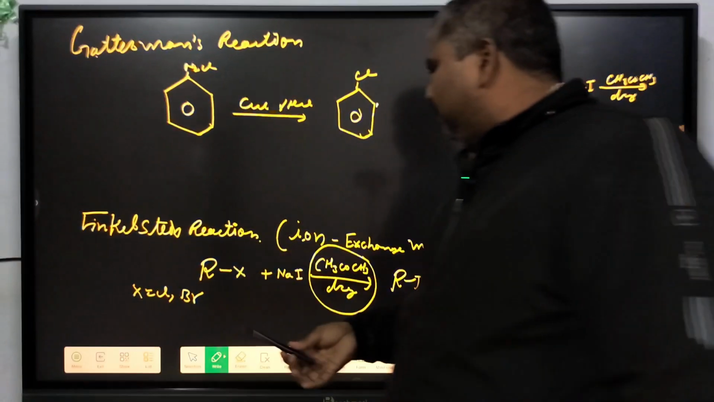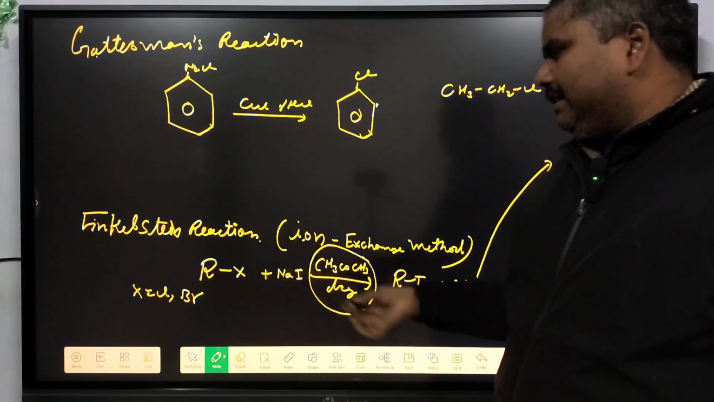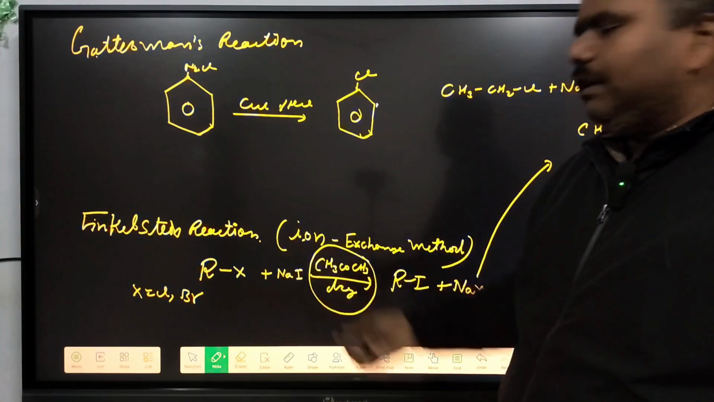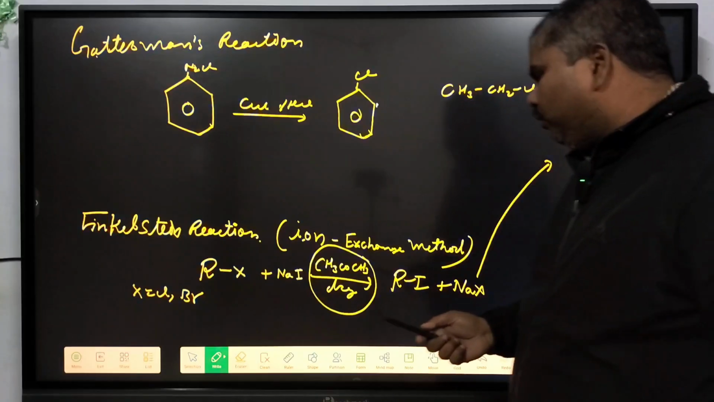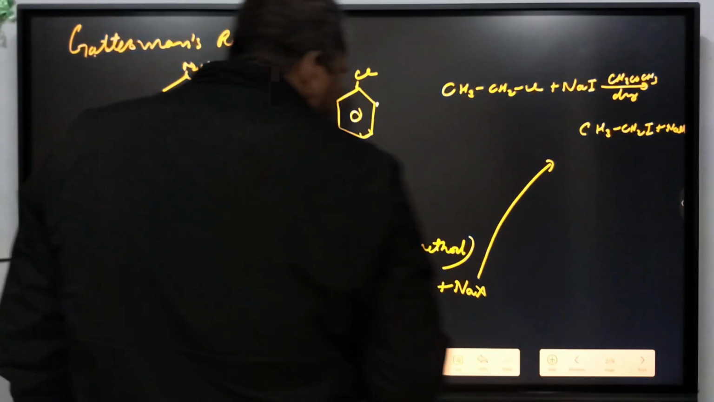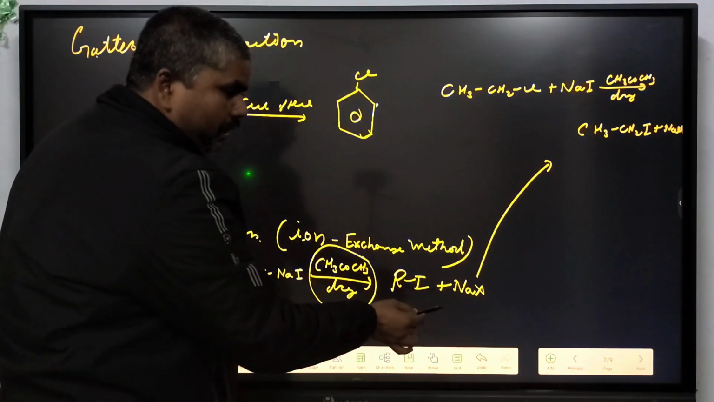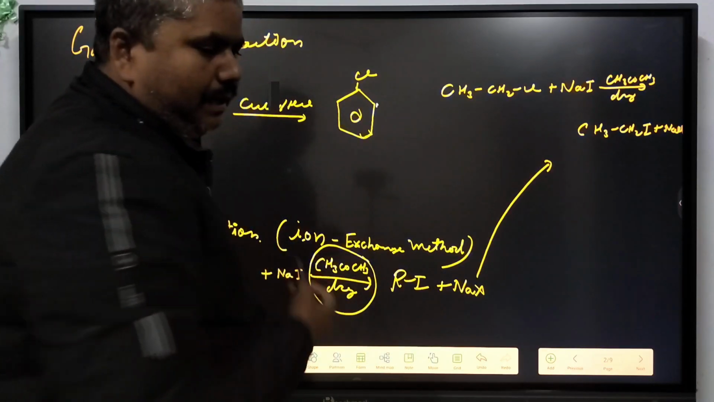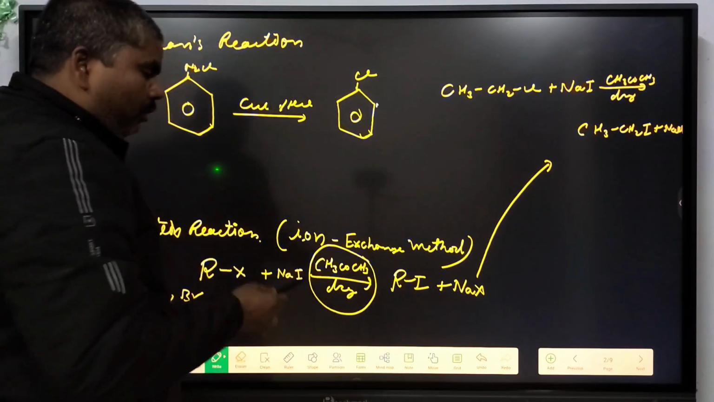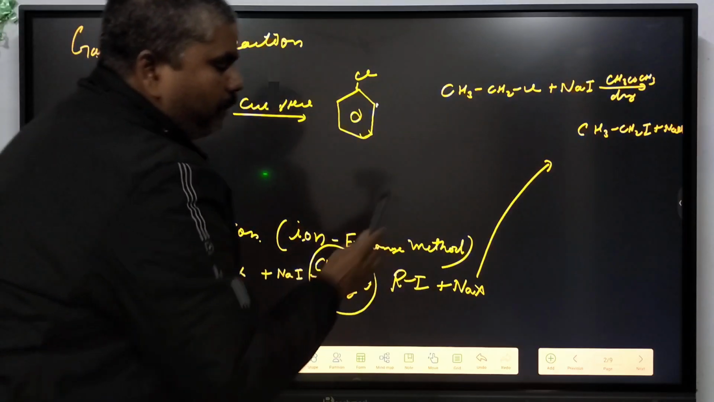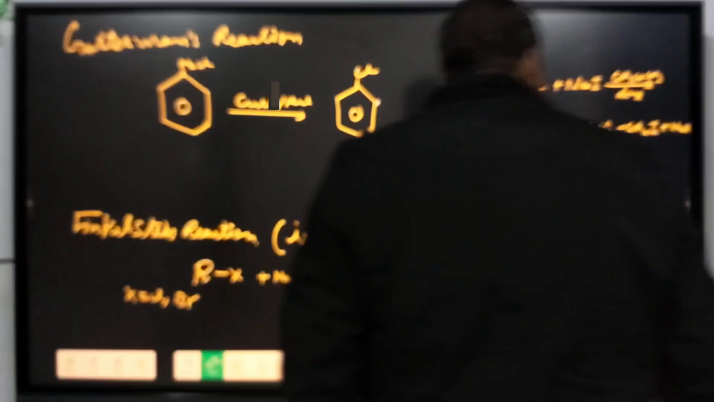Here it is noticed, what is the role of dry acetone in this reaction? This is an important question from this reaction. Dry acetone precipitates the byproducts like sodium chloride and sodium bromide to break the reversibility of the reaction. So the dry acetone is necessary for this reaction.